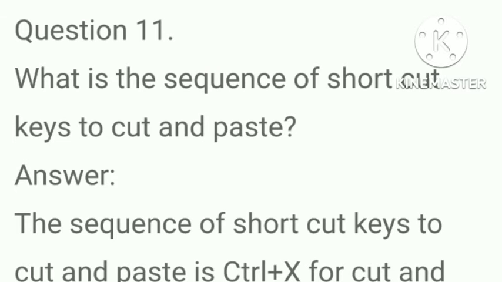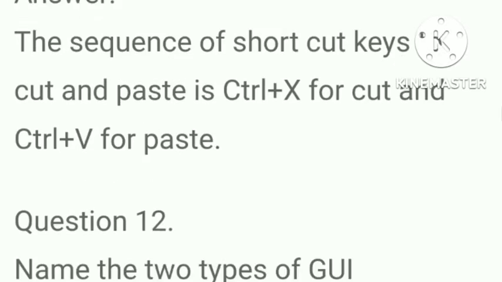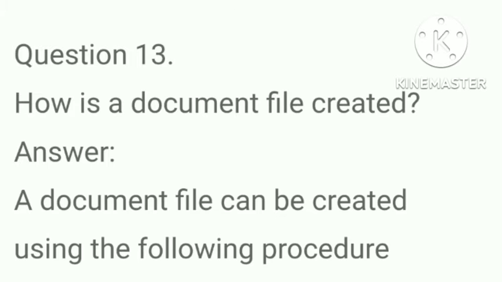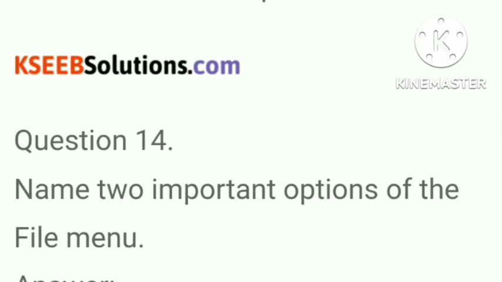What is the sequence of shortcut keys to cut and paste? The sequence of shortcut keys to cut and paste is Ctrl plus X for cut and Ctrl plus V for paste. Name the two types of GUI. Answer. The two types of GUI windows are fixed windows and pop-up windows. How is a document file created? Answer. A document file can be created using the following procedure: File menu, new option.